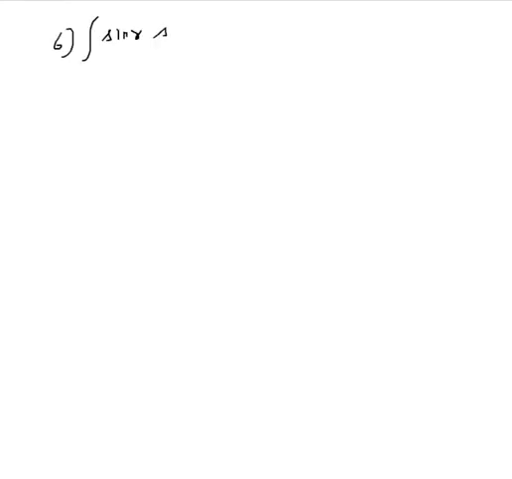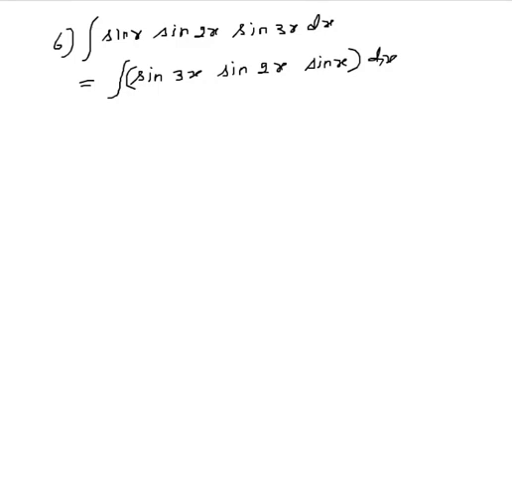Question number 6. Integral sin x into sin 2x into sin 3x dx. Let me change the order and write the bigger angle first, just to avoid the negative sign. We will multiply and divide by 2. And let us use the formula for the first two terms. We will use 2 sin A sin B formula, which is cos A minus B minus cos A plus B.